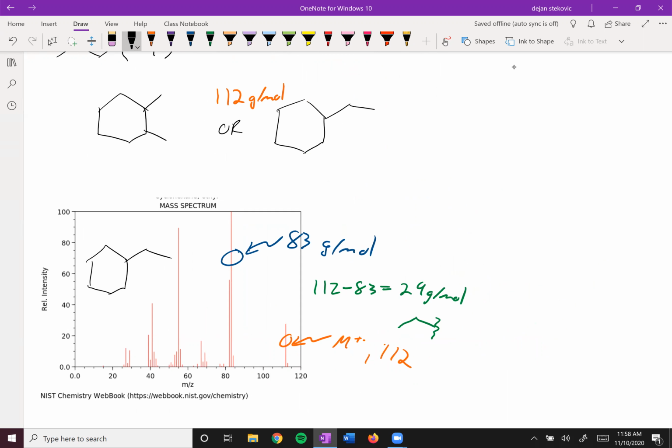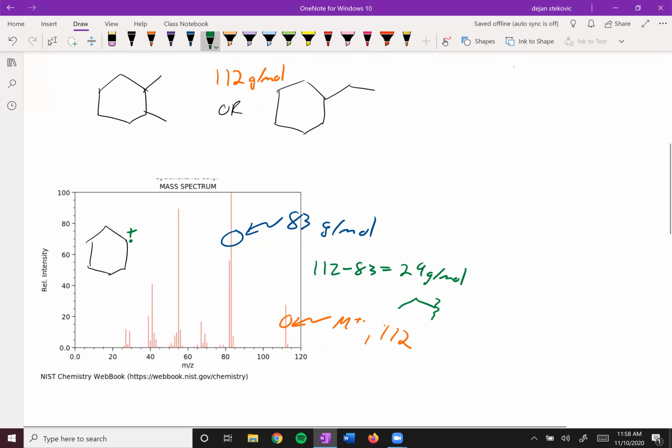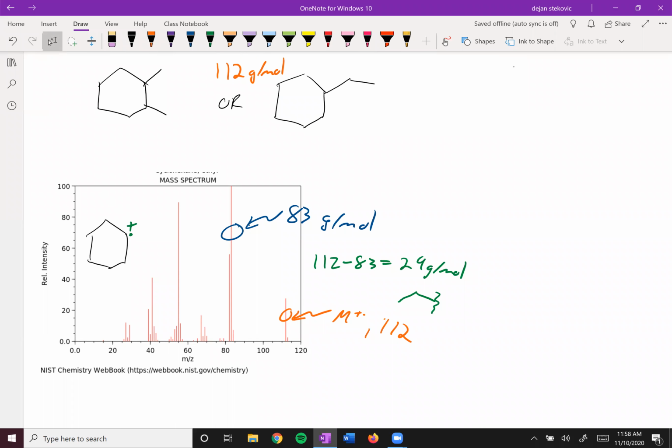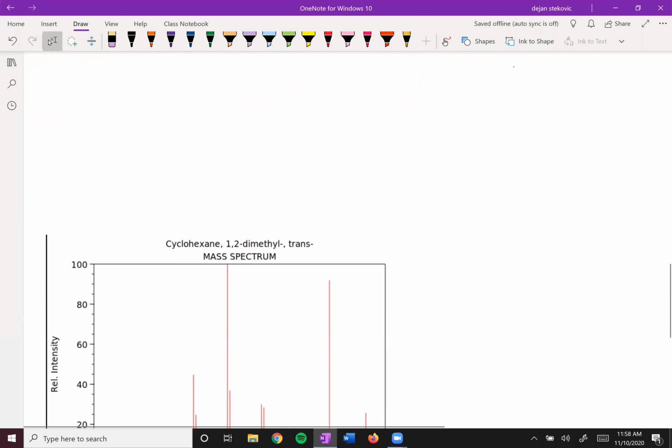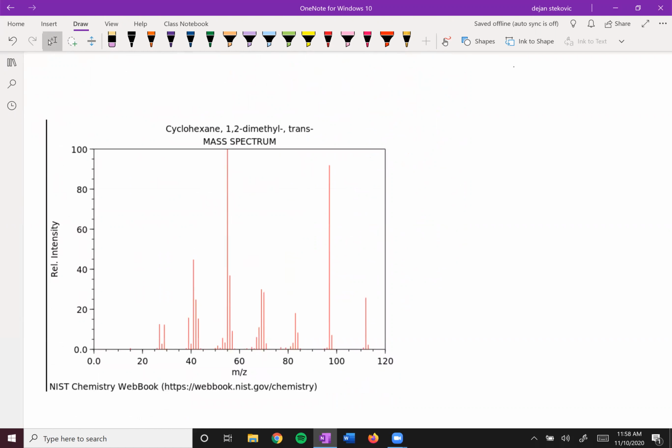And so it would make sense that if we have this ethyl cyclohexane, we could cleave the bond right here and then be left with our radical cation right there. And that's that base peak that we're seeing. So you can see how it can be useful there, but we're not going to spend too much time on it. If you're curious, here's the dimethyl cyclohexane.